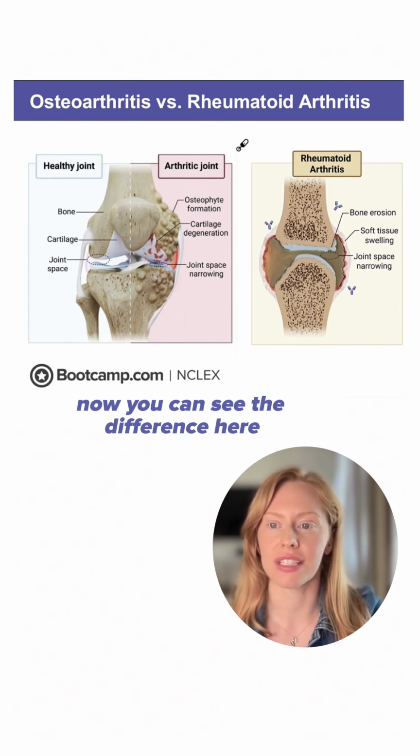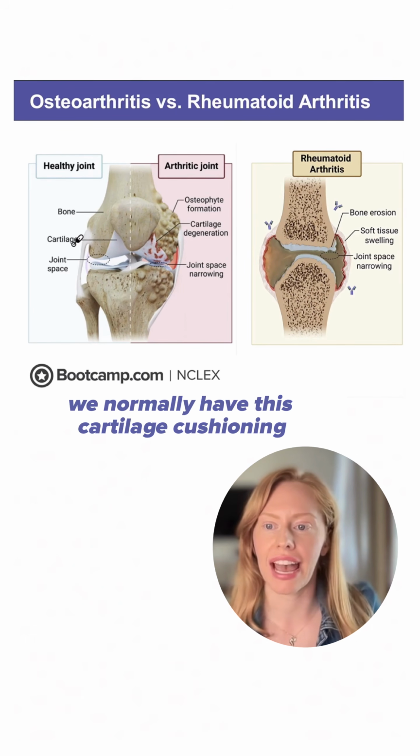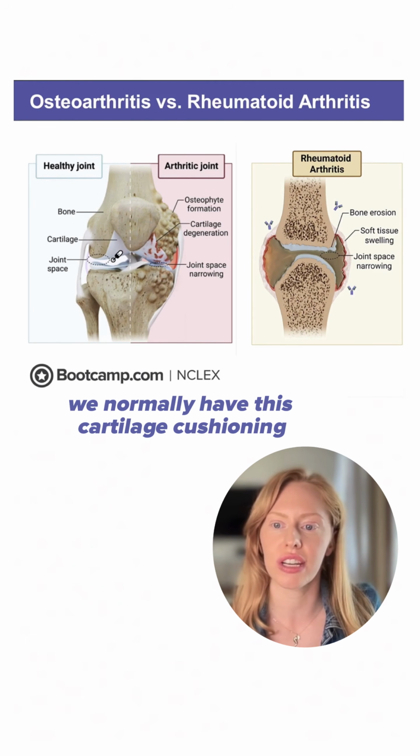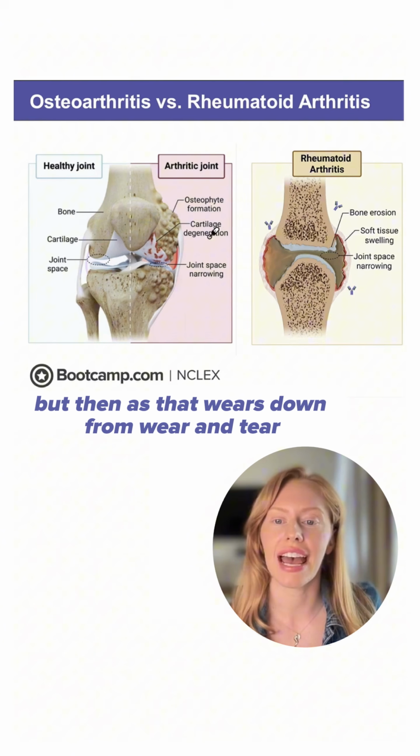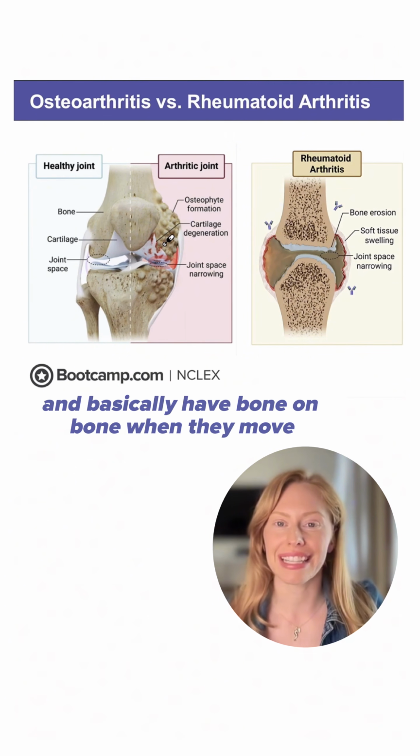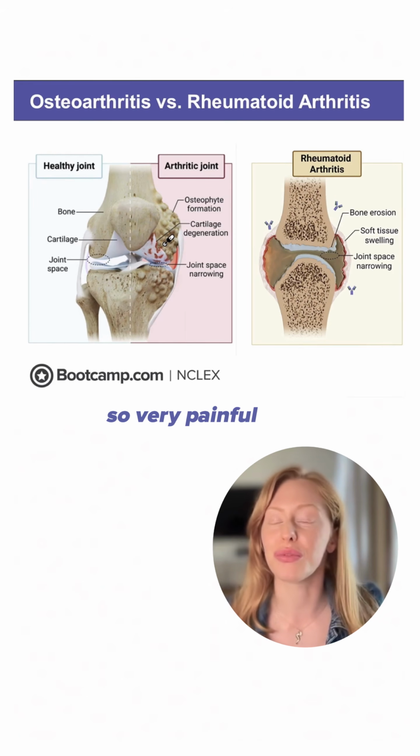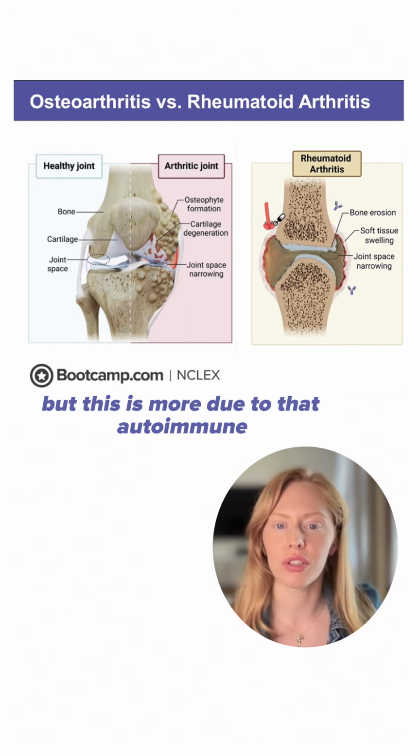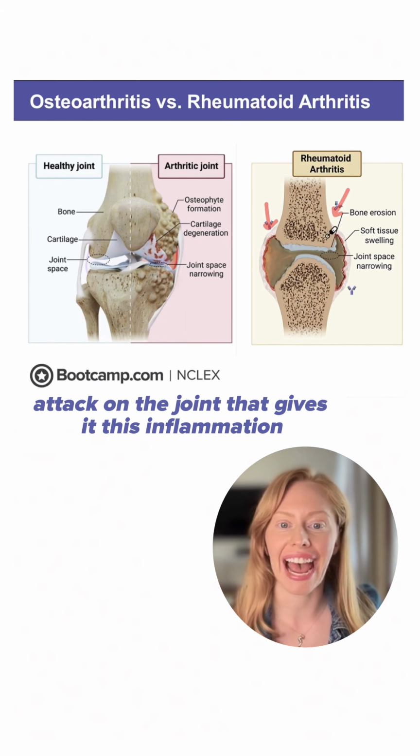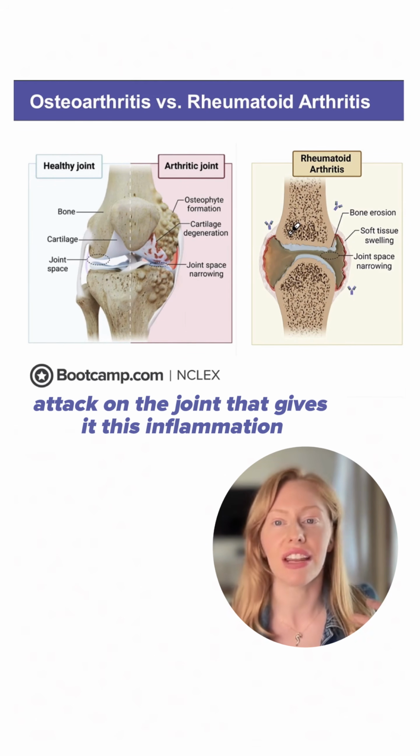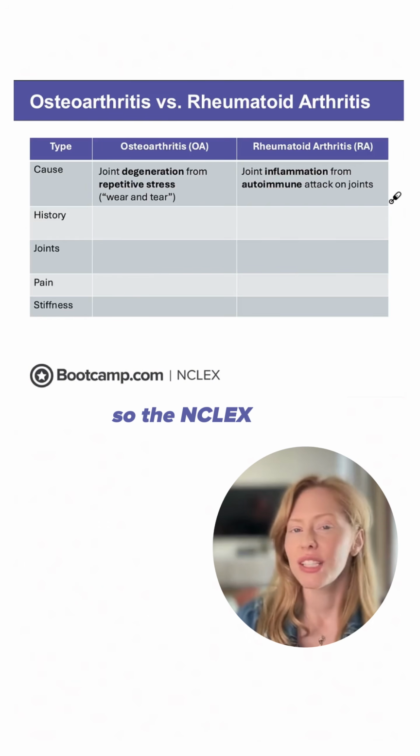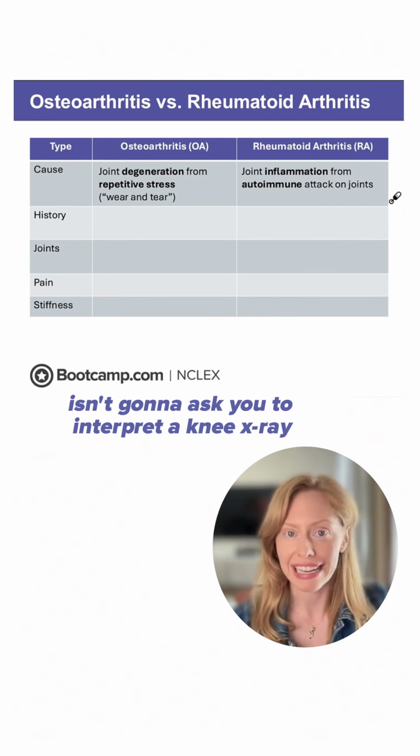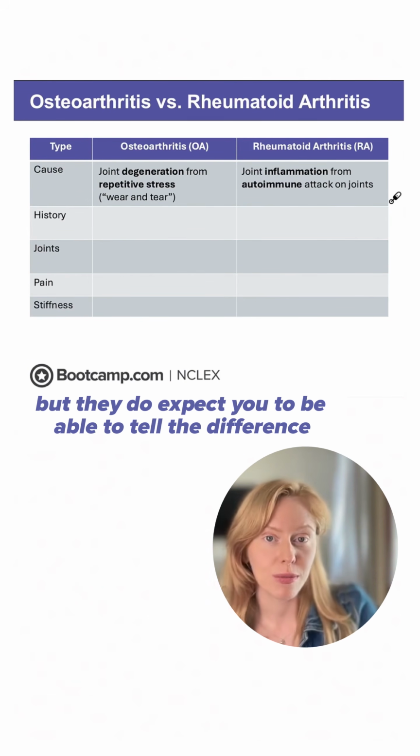Now, you can see the difference here, where in a healthy joint, we normally have this cartilage cushioning this joint space, but then as that wears down from wear and tear, you lose that joint space and basically have bone on bone when they move, so very painful. Rheumatoid arthritis, also painful, but this is more due to that autoimmune attack on the joint that gives it this inflammation, swelling, and pain. So the NCLEX isn't going to ask you to interpret a knee x-ray, but they do expect you to be able to tell the difference.